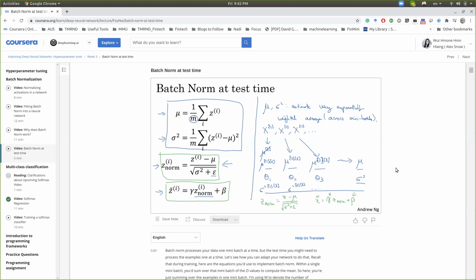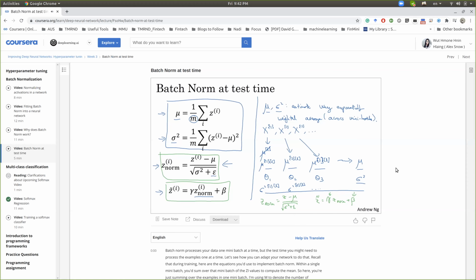So the takeaway from this is that during training time, mu and sigma squared are computed on an entire mini batch of, you know, say 64, 128, or some number of examples. But at test time, you might need to process a single example at a time. So the way to do that is to estimate mu and sigma squared from your training set. And there are many ways to do that. You could, in theory, run your whole training set through your final network to get mu and sigma squared.